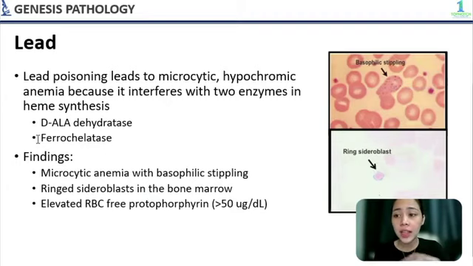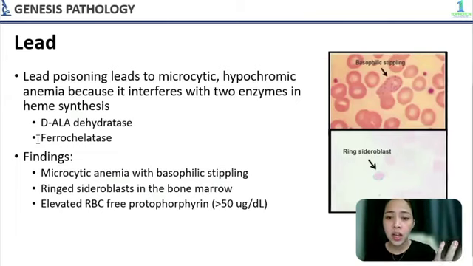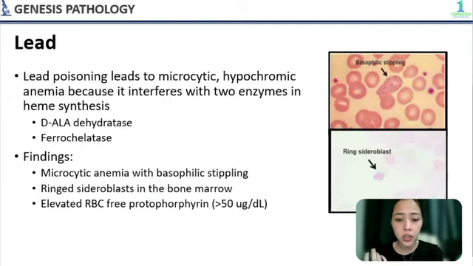So without that enzyme, meron kang protoporphyrin and iron na hindi nakakapag-combine. Yung protoporphyrin will manifest as high free protoporphyrin levels in the blood, and yung iron mo, nagkakaroon ka ng ringed sideroblasts dun sa bone marrow. So these are RBC precursors with iron in their mitochondria that can be seen if we stain it with Prussian blue. So you can suspect a diagnosis of lead poisoning in children with neurologic changes na mayroong microcytic hypochromic anemia with basophilic stippling in the RBCs. Tapos mataas pa yung levels ng kanilang RBC-free protoporphyrin.